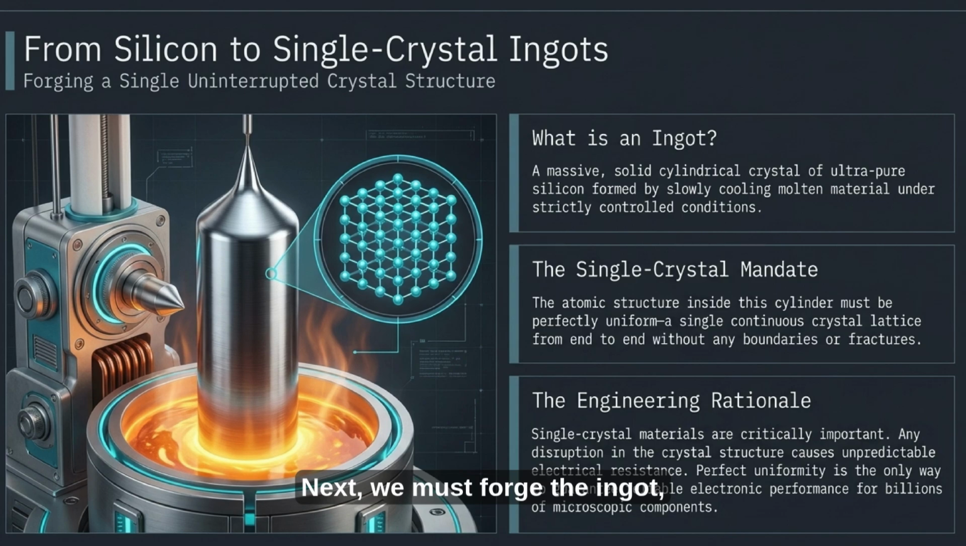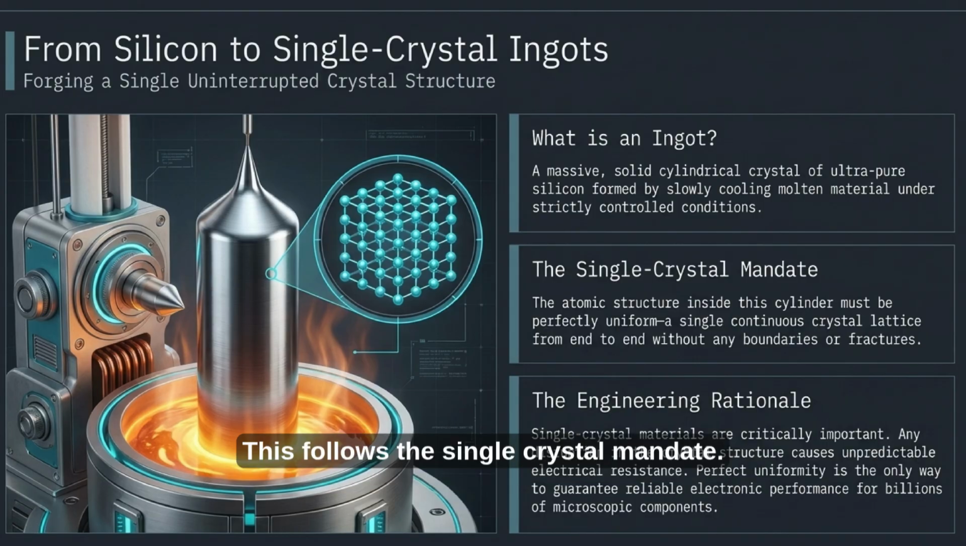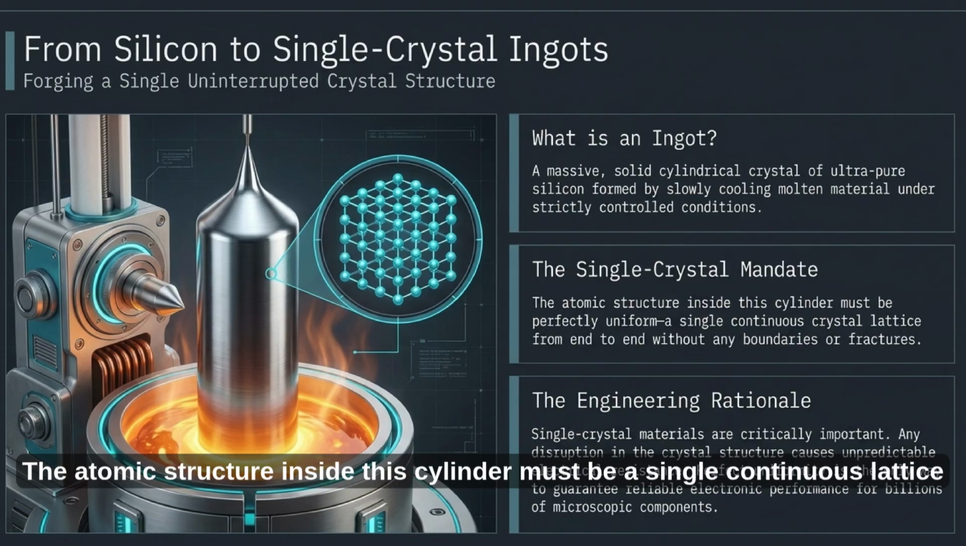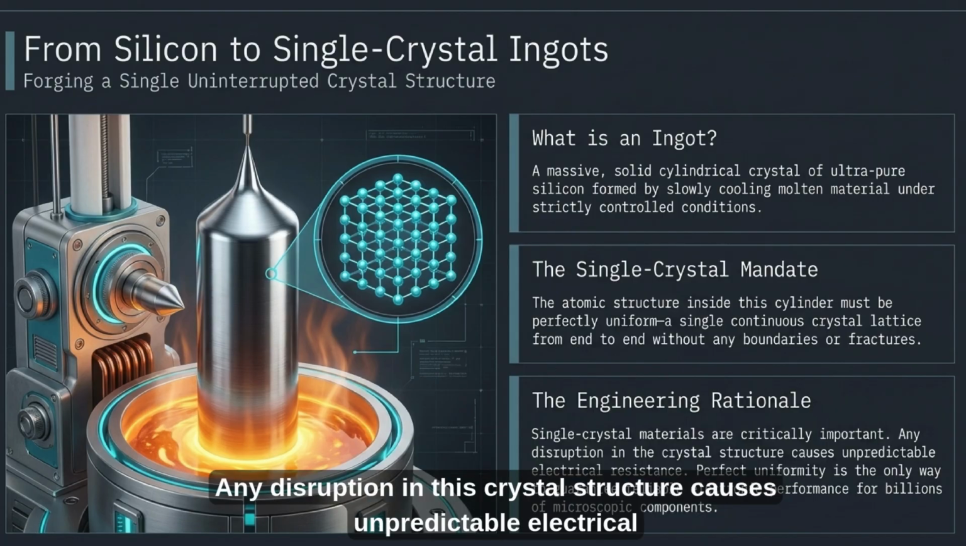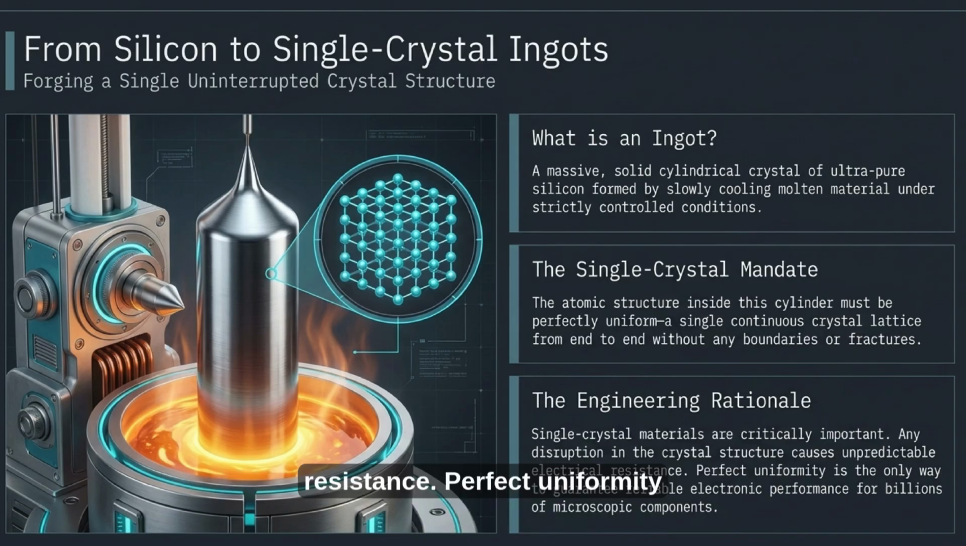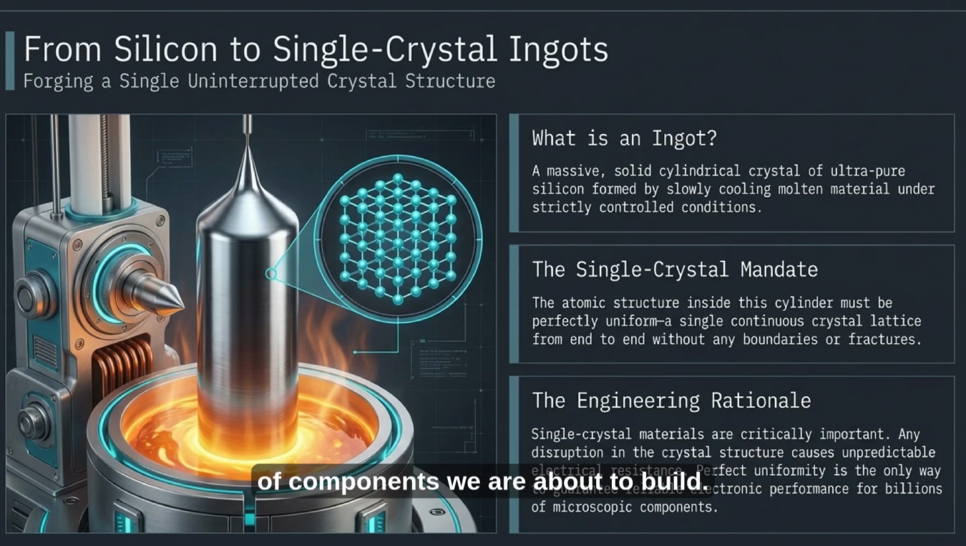Next, we must forge the ingot, a massive solid cylinder of ultra-pure silicon. This follows the single crystal mandate. The atomic structure inside this cylinder must be a single continuous lattice from end to end, without any boundaries or fractures. Any disruption in this crystal structure causes unpredictable electrical resistance. Perfect uniformity is the only way to guarantee the reliability of the billions of components we are about to build.